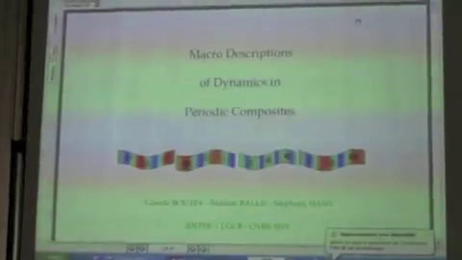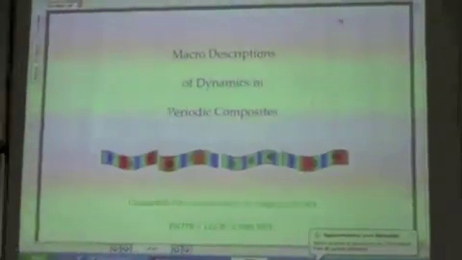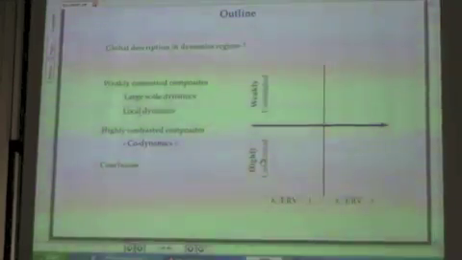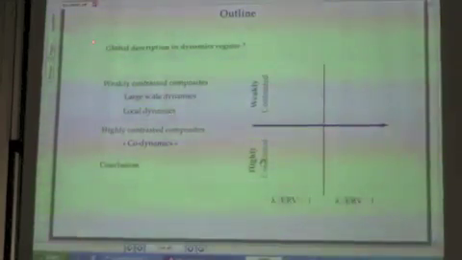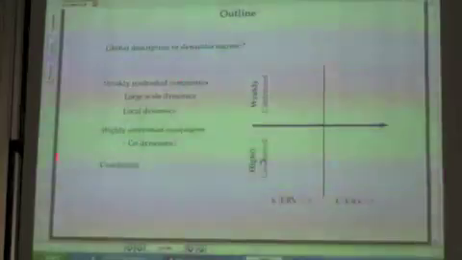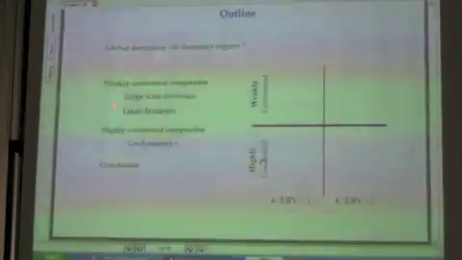Periodic elastic composites. So this work has been developed. My presentation deals with the possibility to give a global description in the dynamic regime in elastic composites. And for this, I will investigate different cases that are represented by this graph.